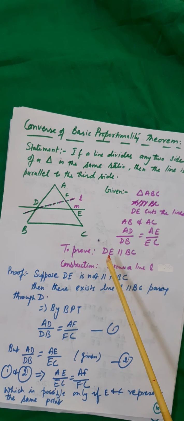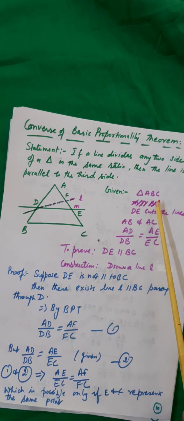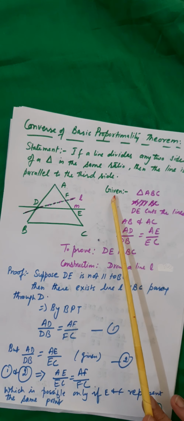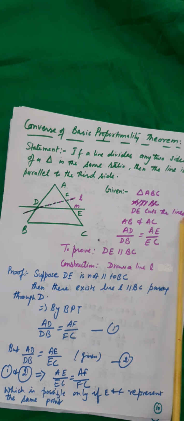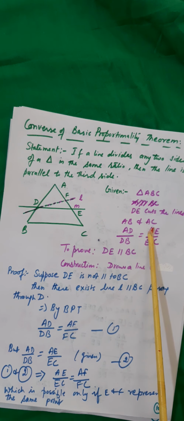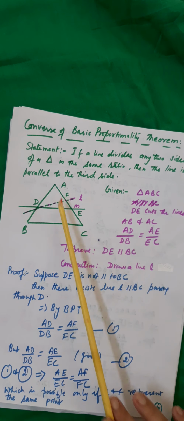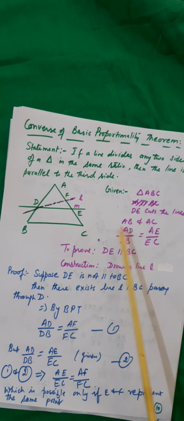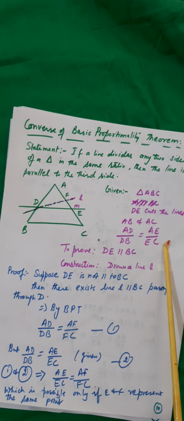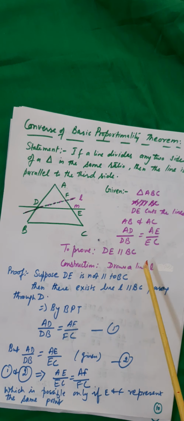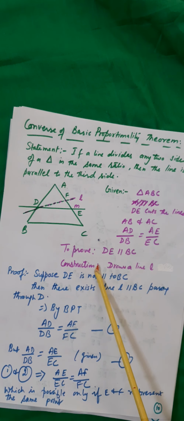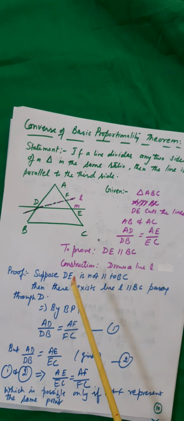Right? Again, this is a theorem, so we are going to write all the steps carefully. What is given? Triangle ABC. DE cuts the lines AB and AC such that AD upon DB is equal to AE upon EC. To prove that DE is parallel to BC. Construction, we draw a line L.